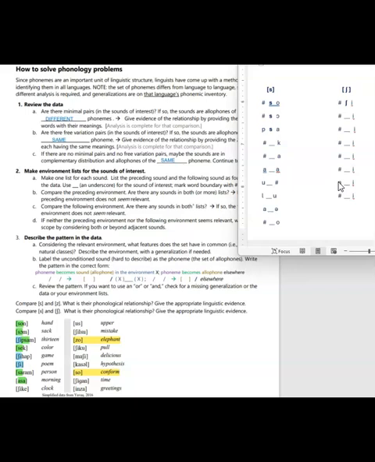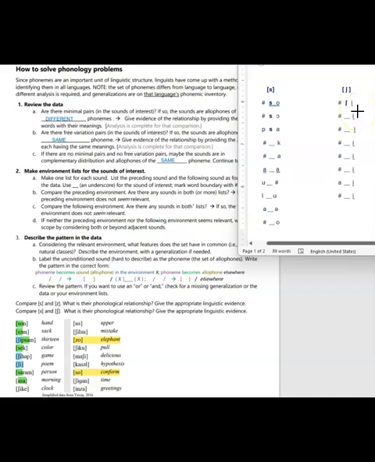Now, what about the environment following the sounds of interest, the ones after the sound of interest? Are these the same? No, we see a pattern, right? We can see on our list that the sh sound appears only before the E sound in this language.